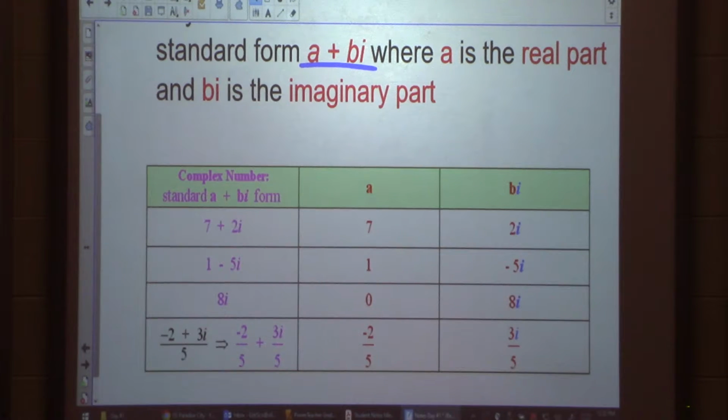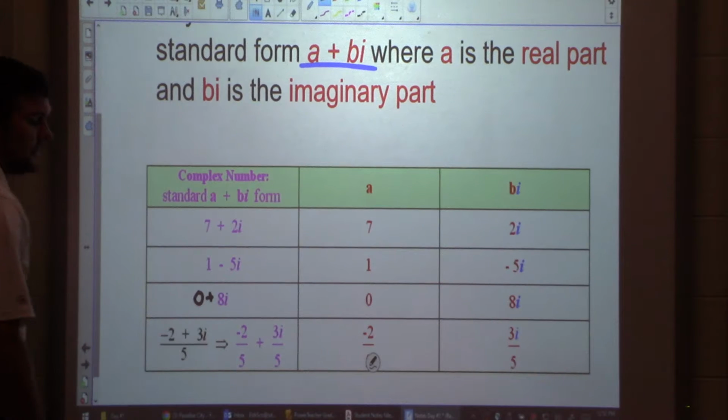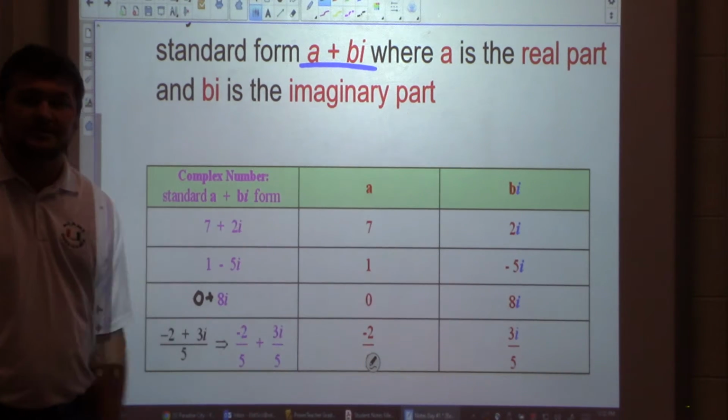8i, how do we get a real part out of that? The 0 that's in front of it. There's a real 0 there. It would be just like 0 plus 8i. So it's a 0 for a real part, and then 8i for the imaginary part.